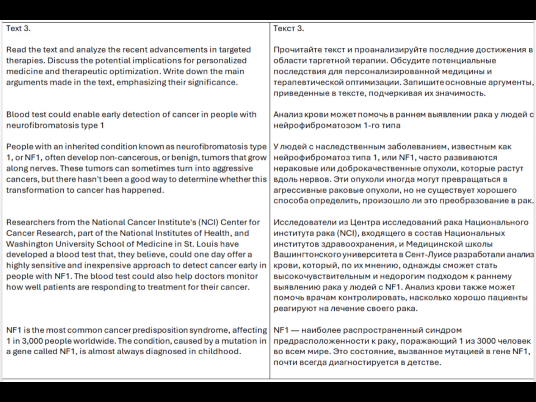Text 3. Read the text and analyze the recent advancements in targeted therapies. Discuss the potential implications for personalized medicine and therapeutic optimization.